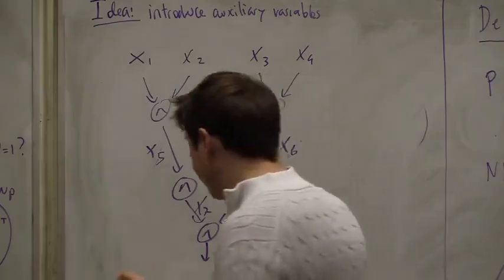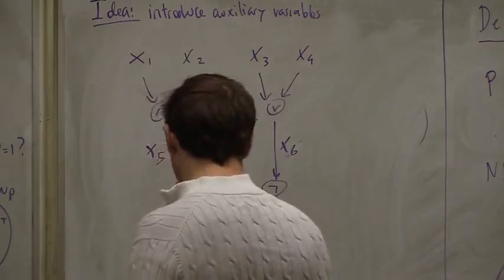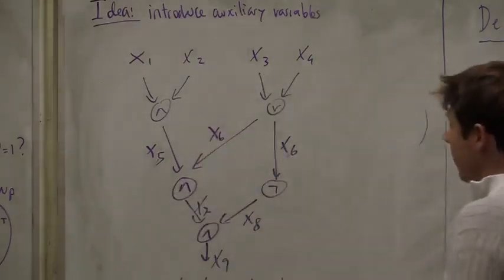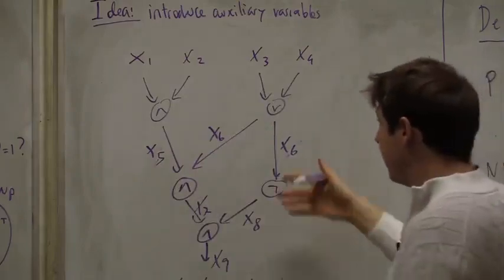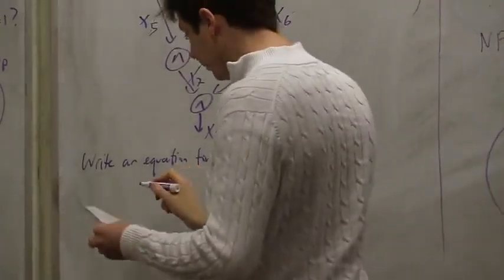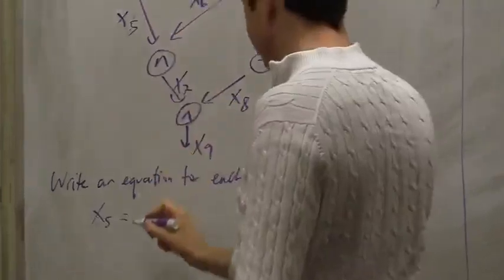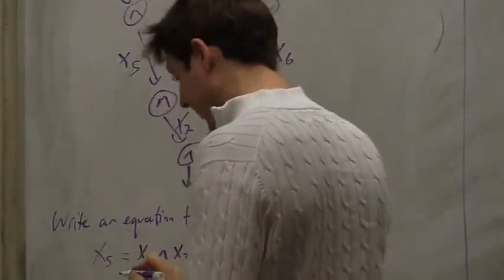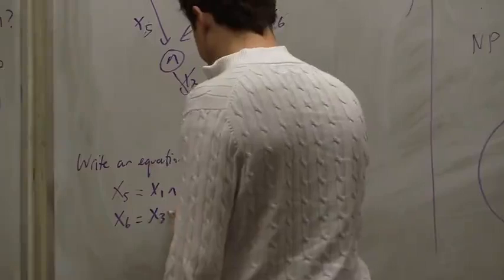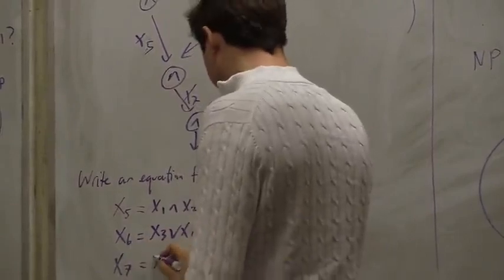And now we can write an equation for each gate, what the gate is supposed to compute. For the circuit to be satisfiable, we can just say that the circuit computes correctly and x9 equals 1, right? So we can say x5 is what? Well, it is the AND of x1 and x2, right? x6 here is the OR of x3 and x4. x7 is the AND of x5 and x6.